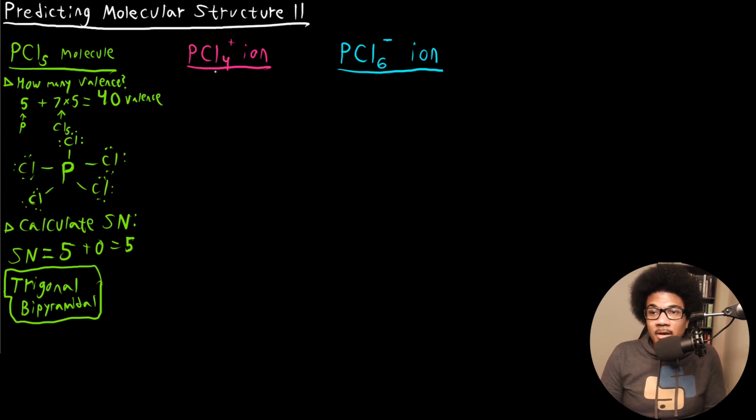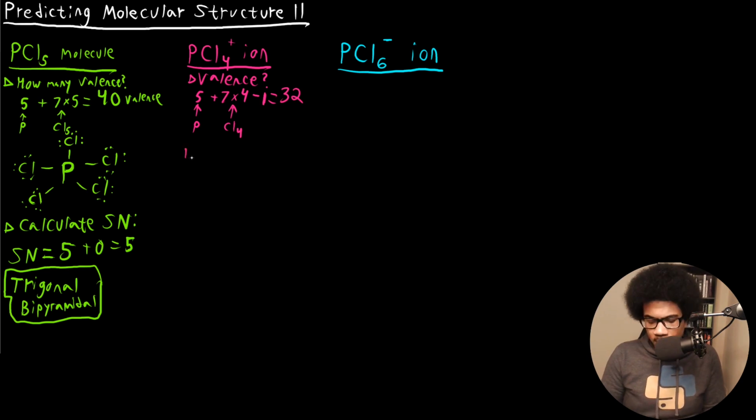Okay, so for PCl4+, again, starting with how many valence electrons we need. Phosphorus has a characteristic valence of 5, and chlorine has a characteristic valence of 7. This time there's 4 of them, which accounts for the 4 chlorines. Since we have this positive charge overall, that means we have 1 less electron than we have protons, so we subtract 1 electron from these characteristic valences. That gives us a total of 32 valence electrons.